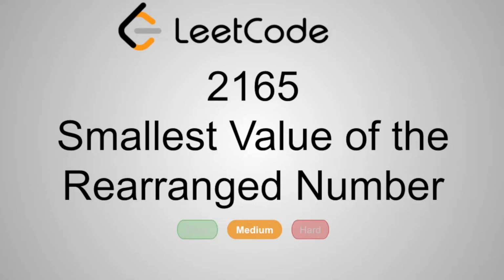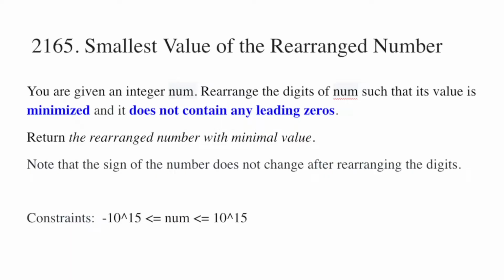Hello everyone, this is the LeetCode problem, smallest value of the rearranged number. You are given an integer num. Rearrange the digits of num such that its value is minimized and it does not contain any leading zeros. Return the rearranged number with minimal value.